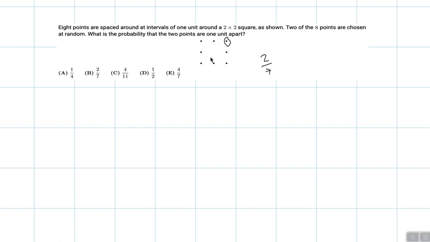Seems too simple. Yeah, I think 2/7, because it could be these two out of the other 7. Answer choice B.